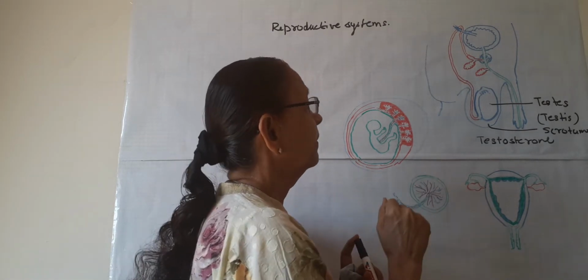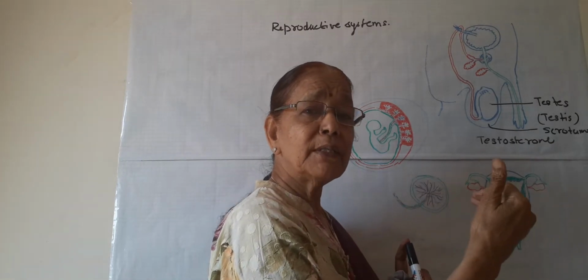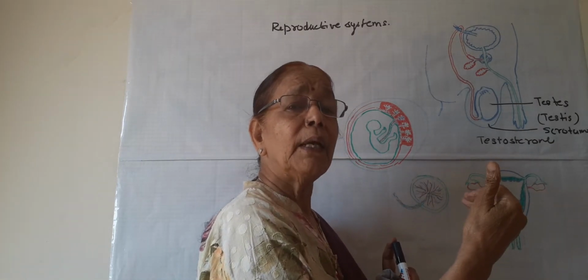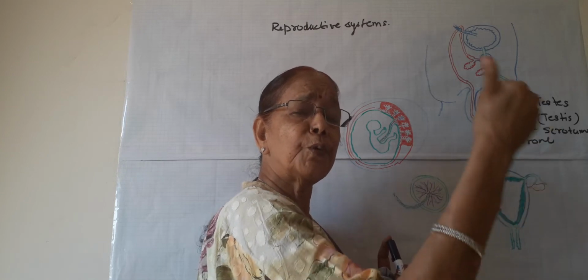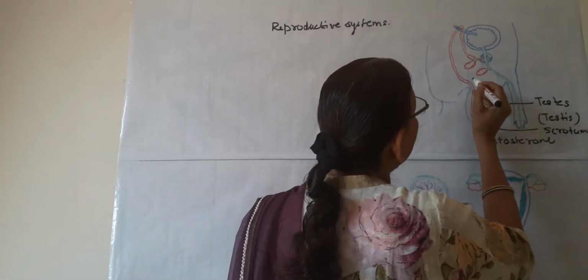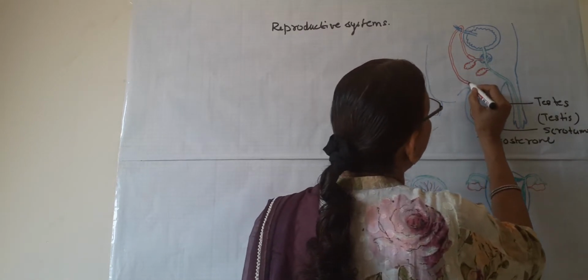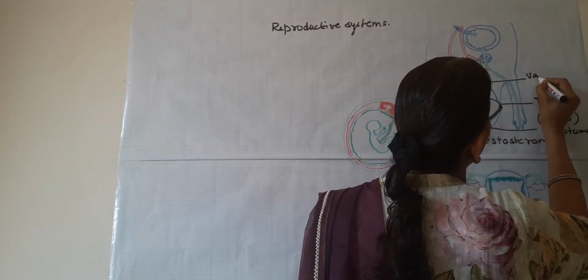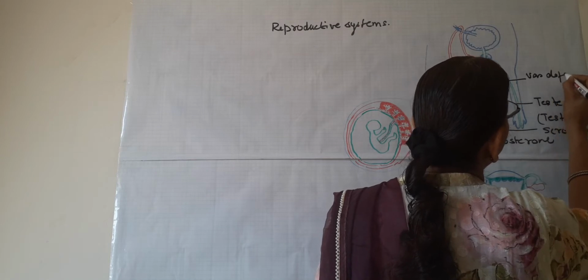This is one thing. Now the other parts of this system which help these sperms to reach the fertilization site are this red color line tube, it is the vas deferens.